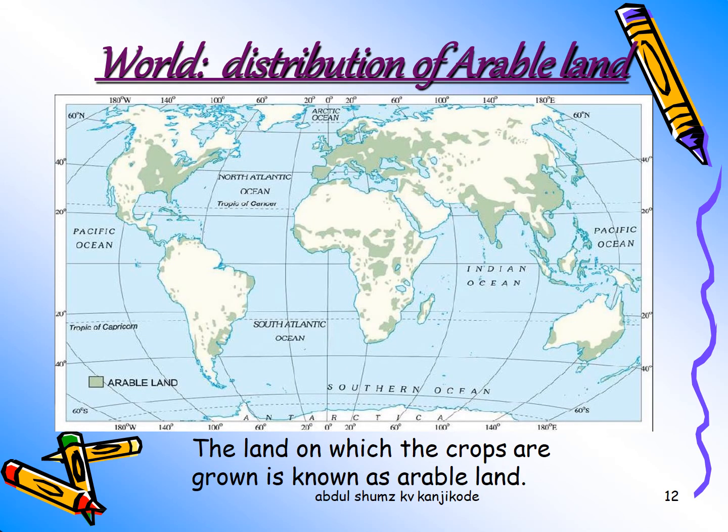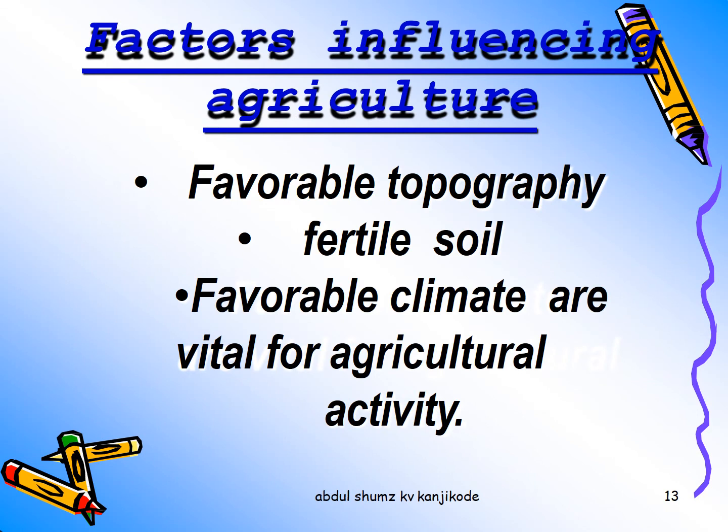So this is the map which is given in your book. Arable land means those lands where crops can be grown or where plowing can be done. Now, what are the factors influencing agriculture? We already have done this: the topography, soil, and the climate.